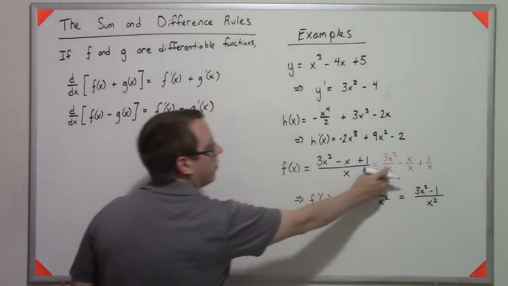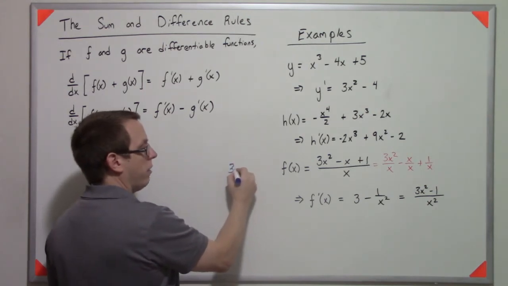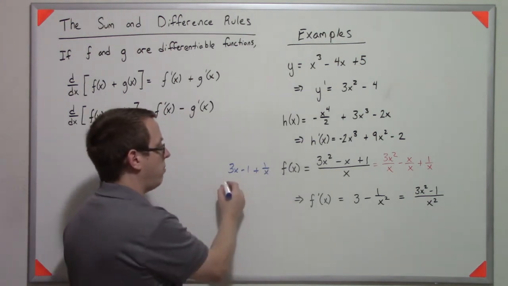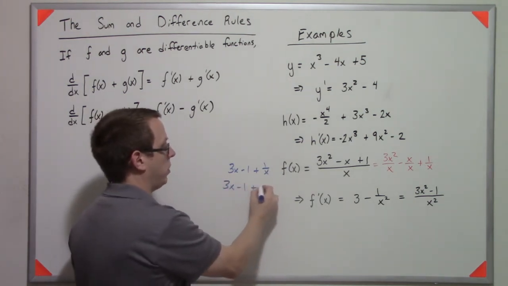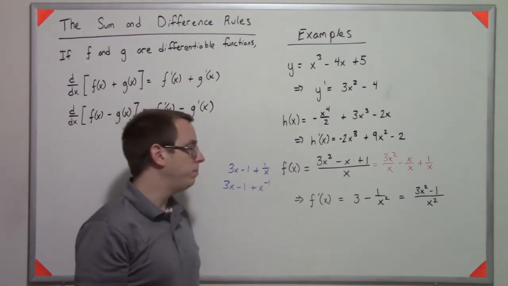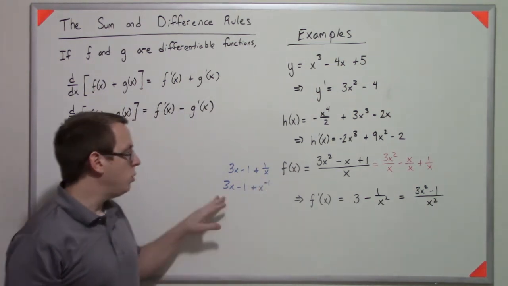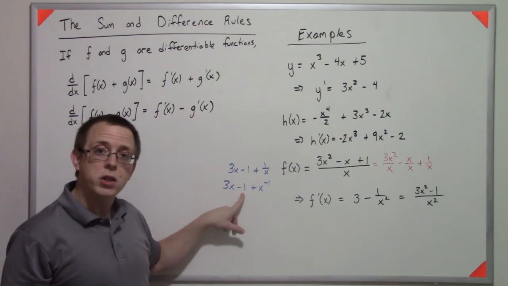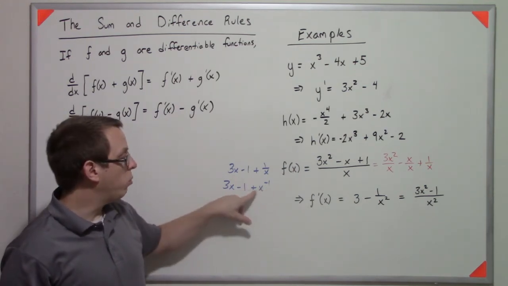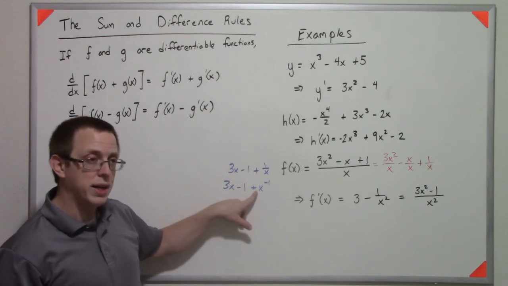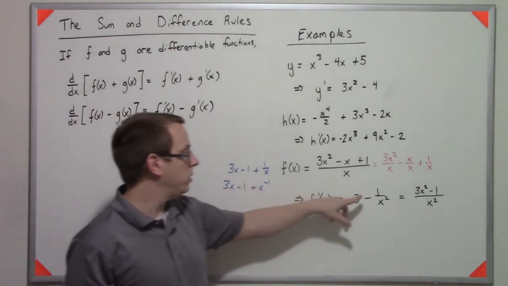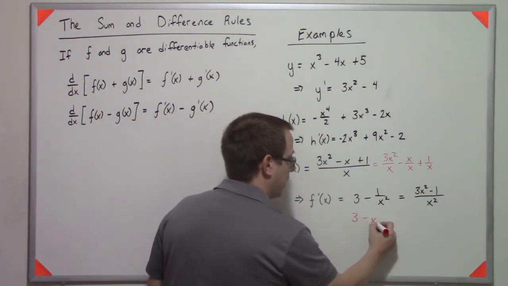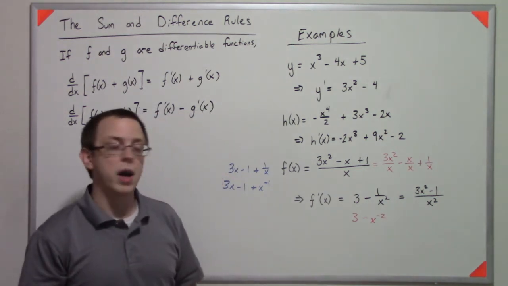Then what you're going to have is the x's are going to cancel here. You're going to have 3x minus 1 plus 1 over x, which might better be written as 3x minus 1 plus x to the negative 1. So if we then use the power rule here, again the x drops off, leaving us a 3. This is a constant, so its derivative is 0. And then we bring the negative 1 down, and then subtract 1 from the exponent. So we end up with 3 minus x to the negative 2, which we rewrite as 1 over x squared.